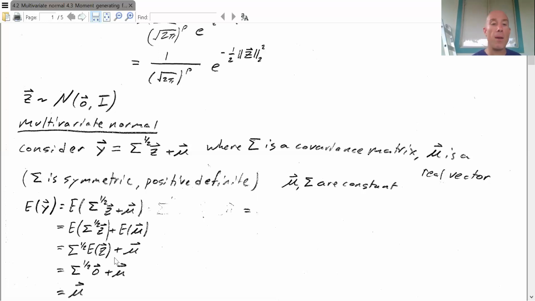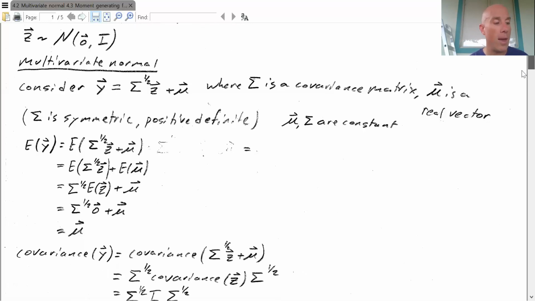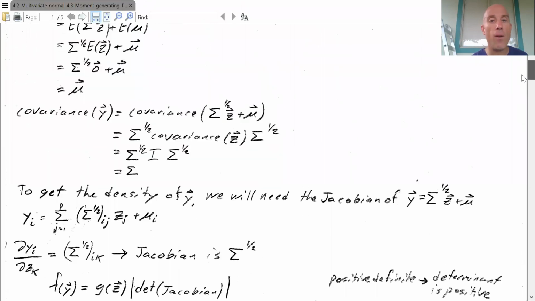All right, well, what's the expected value of the z vector? Well, it was 0, right? From our derivation, we know the expected value of each of the z's is 0. Therefore, the expected value of the z vector is the 0 vector. What's any matrix times a 0 vector? The 0 vector. And so 0 plus mu is, in fact, mu. Boom, we got it. Okay, so that gives us the expected value. Let's move on and take a look at covariance.